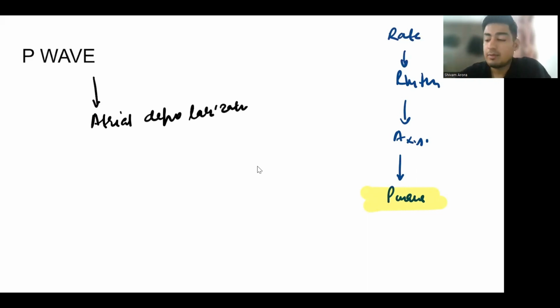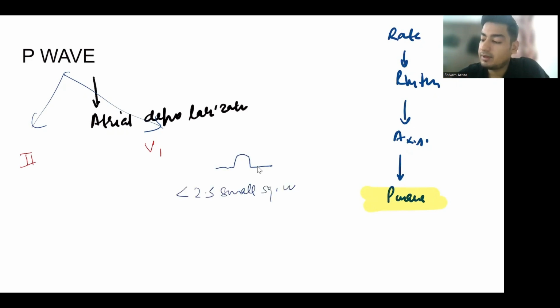And the best leads to look for P wave are lead 1, lead 2 and lead V1. So we will look at lead 2 and V1 for looking at the P wave. The normal P wave in lead 2 is like this: less than 2.5 small squares in width and less than 2.5 small squares in height.